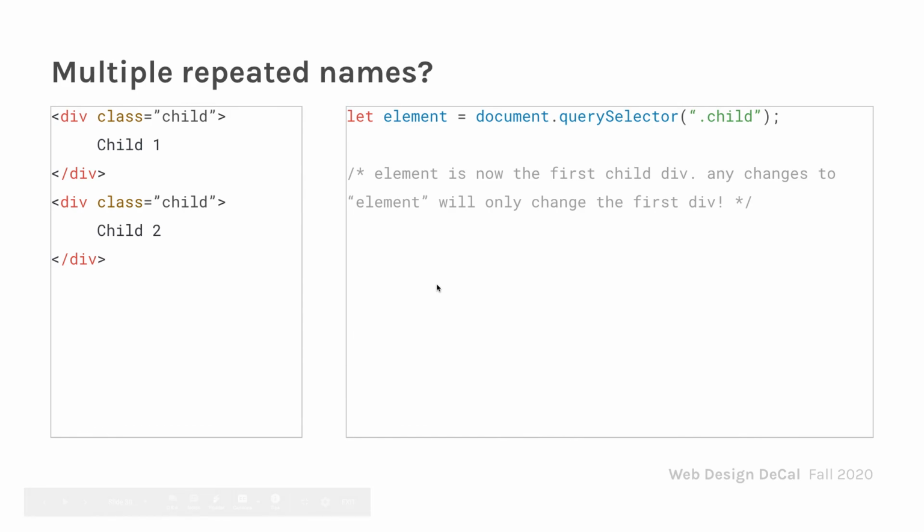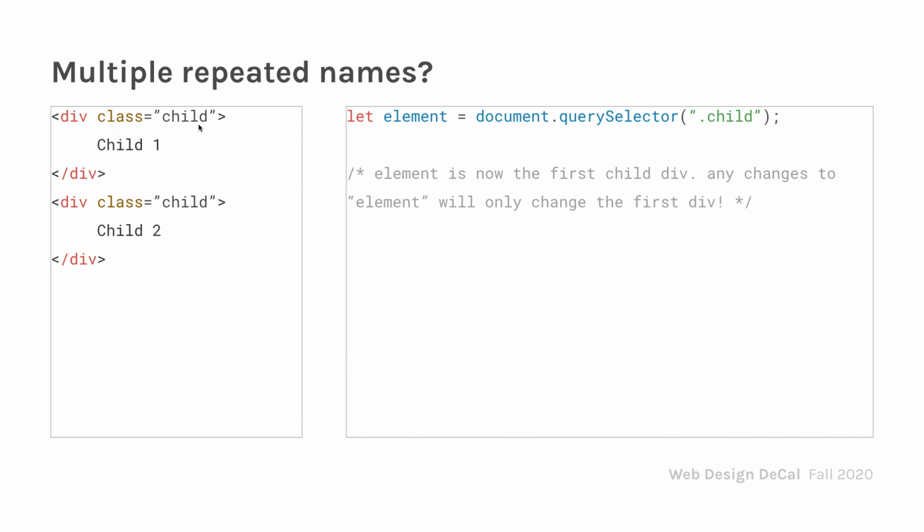So what if there are multiple repeated names? Like let's say we have two divs with the class child. And we do let element equals document.querySelector .child, because it's a class, of course, so .child. And like I said a couple slides ago, query selector will only select the very first occurrence of the CSS selector name.